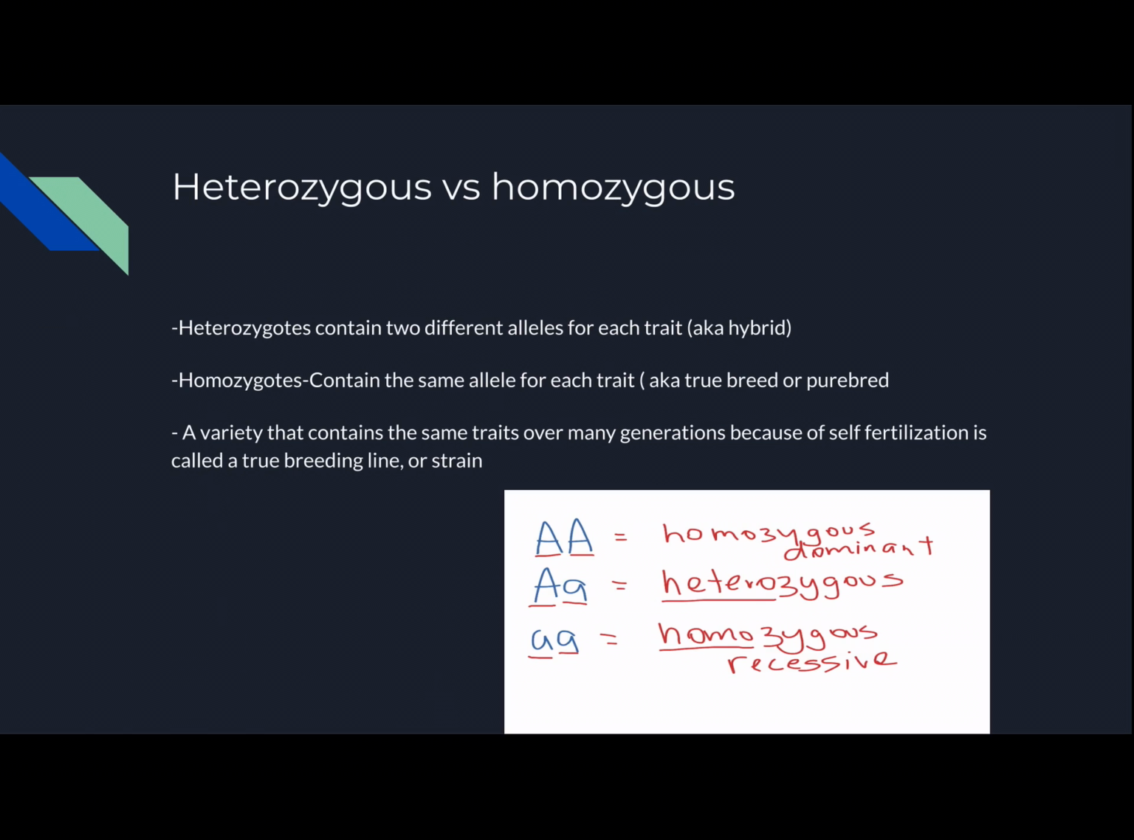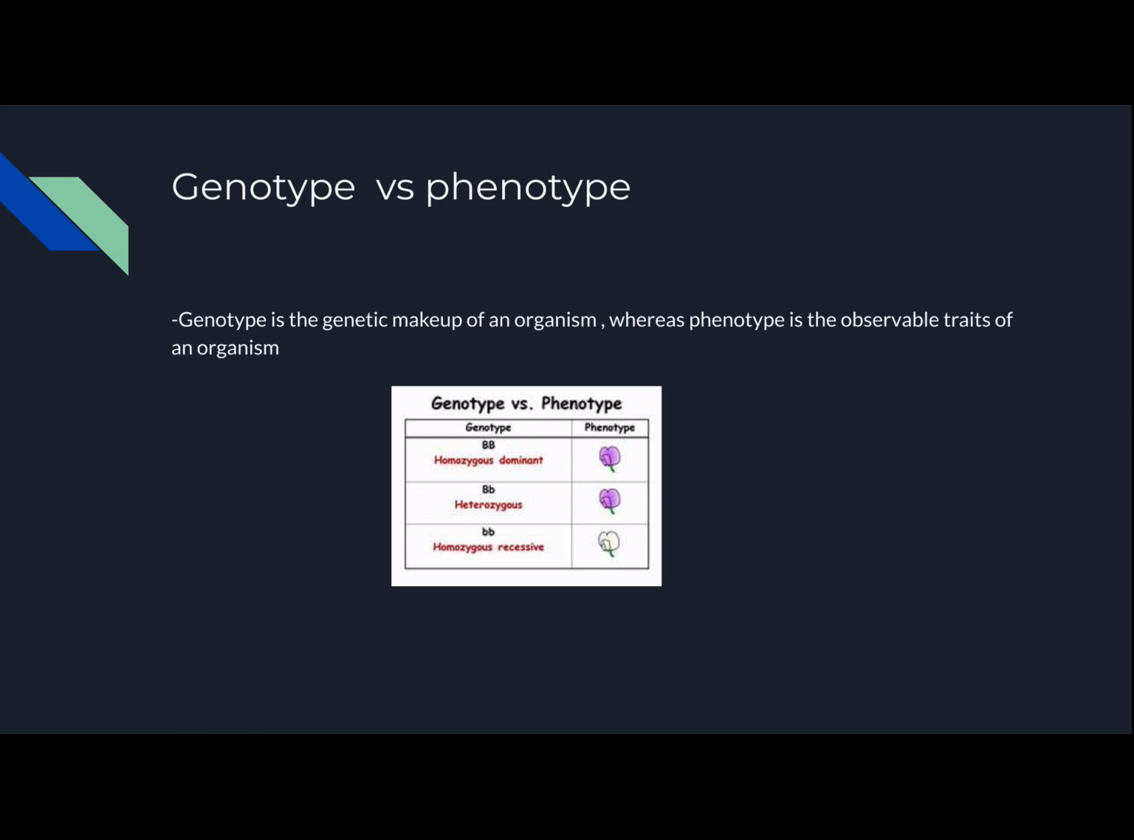I have a picture there so you can see. And then a variety that contains the same traits over many generations because of self-fertilization is called a true breeding line or strain. So essentially they're just generations with no variation, and they contain the same traits from self-fertilization. Genotype versus phenotype. I think I already explained phenotype, but I'm going to explain genotype now. Genotype is the genetic makeup of an organism, whereas phenotype is the observable traits of an organism. And as you can see, we have homozygous dominant, and that's the genotype, but the phenotype is actually what's being expressed, and we have that for the rest of the other pictures.